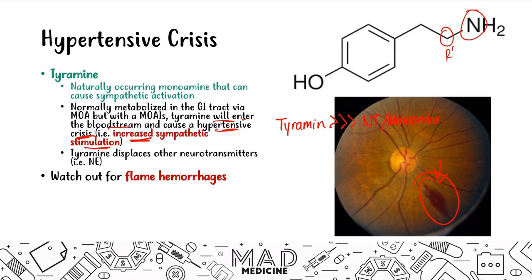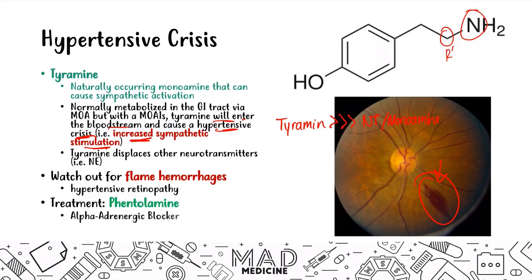Because you have such high blood pressure, the vessels end up rupturing, they have a hemorrhage, and it leads to leaking blood in the retina right here. So if you see this picture, they're talking about hypertensive crisis, especially in a psychiatric setting, it's probably due to the monoamine oxidase inhibitors. The treatment for this is going to be phentolamine, which is an alpha adrenergic blocker that's going to cause vasodilation. So you want to give phentolamine to these patients who are going through a hypertensive crisis.